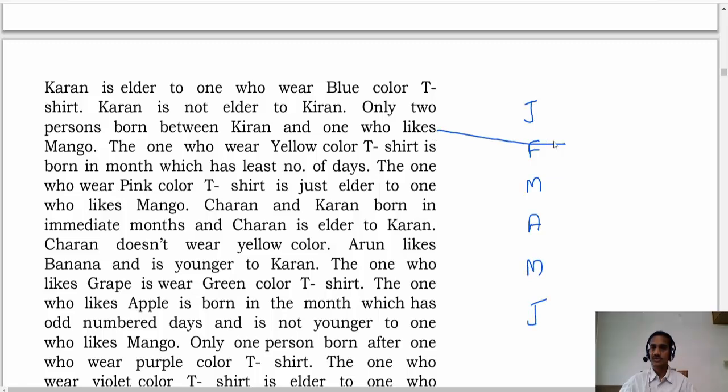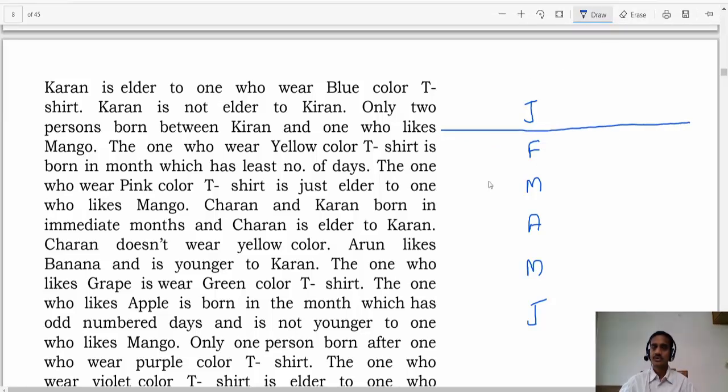Now 6 months were given. Now these 6 months from Jan to June. Jan, Feb, March, April, May, June, July.